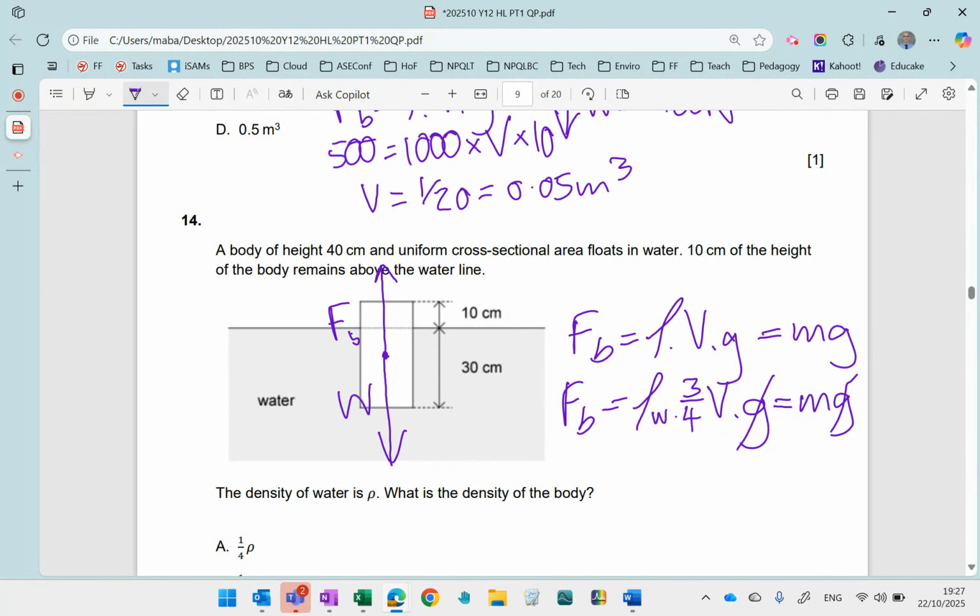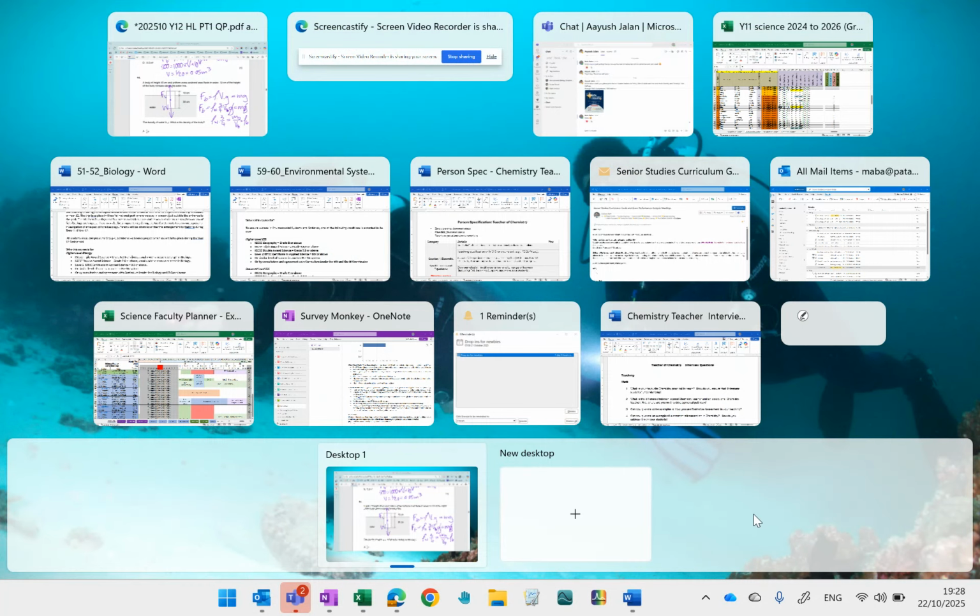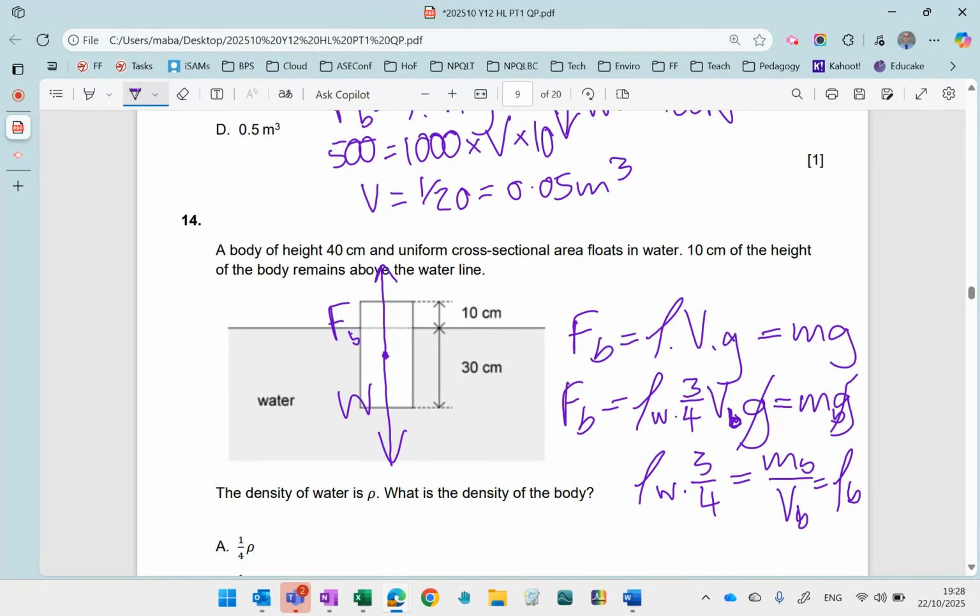So now we've got the density of water times 3/4, and then this is the mass of the block. Maybe I should put block on there. And that's 3/4 of the volume of the block. So if we move that over to one side, we've got the mass of the block divided by the volume of the block, which is, of course, the density of the block.